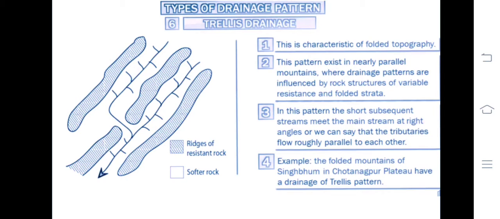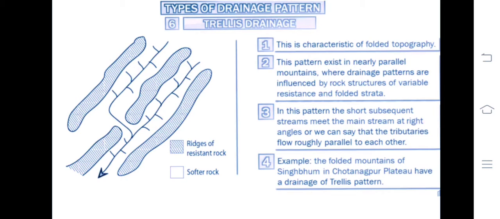Because of folding, you will have resistant rock and softer rock, different kinds of structure, opposite structures of landforms. This pattern exists in nearly parallel mountains, where drainage patterns are influenced by rock structure. Obviously, rock structure may be in the form of ridges, resistant rocks, or softer rocks. So it is where drainage patterns are influenced by the rock structure of variable resistance or folded strata.